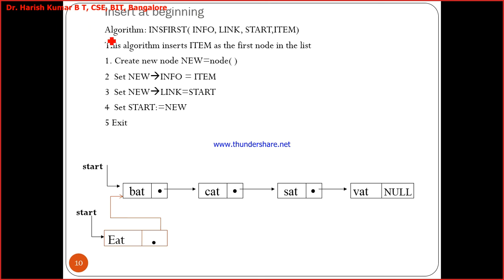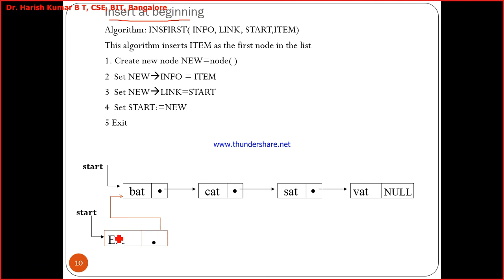First we'll learn how to insert at the beginning. Before looking into this algorithm, have a look at this pictorial representation. This is my existing singly linked list, with start pointing to the first node, and this is the existing link. Now I need to add a new node to the beginning of the list. So I have to create a new node. This is the new node which I'm creating.